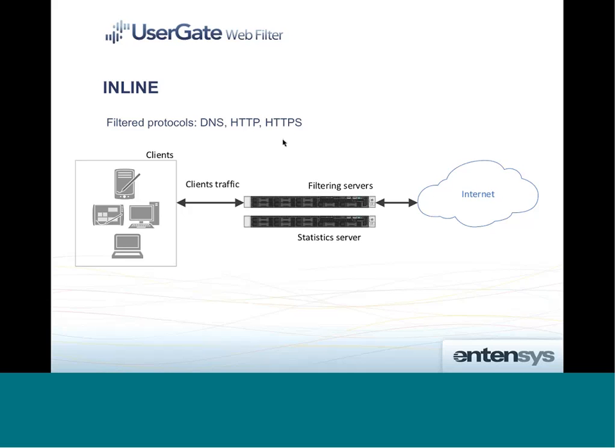If we talk about DNS, one server can handle up to about 6,000 DNS requests per second. So this is quite a lot. It's good for quite big offices.